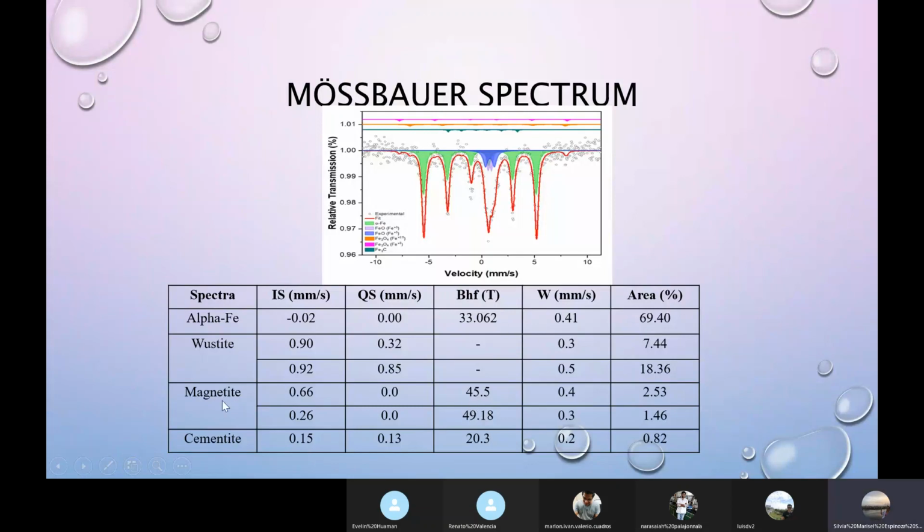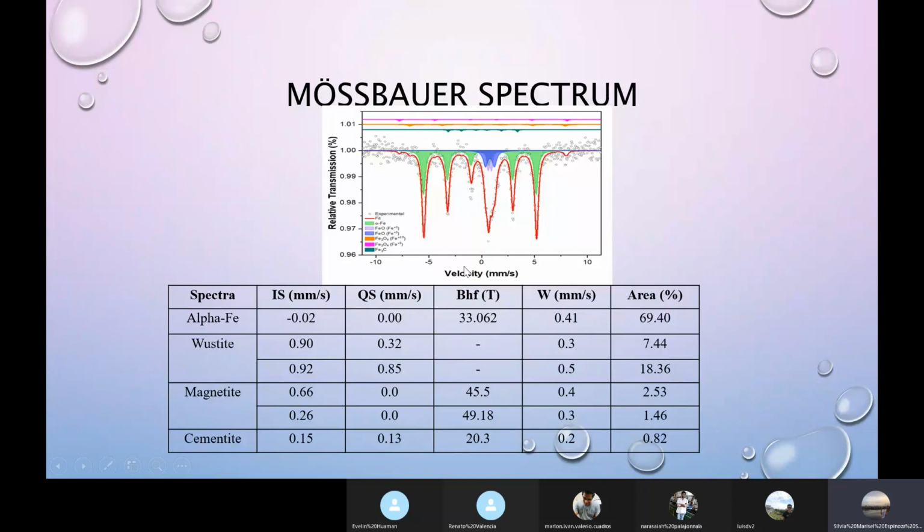corresponding to magnetite phase. The relative area ratio within site Fe2+ and site Fe3+ is a suggestion that it is an oxidized magnetite. In addition, a discrete sextet with a hyperfine field of 20 Tesla was attributed to cementite structure.